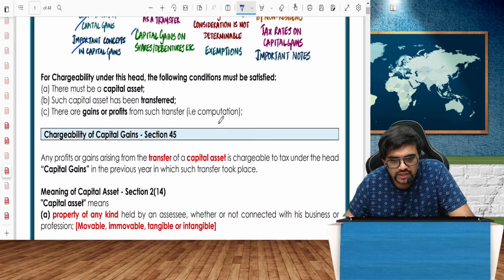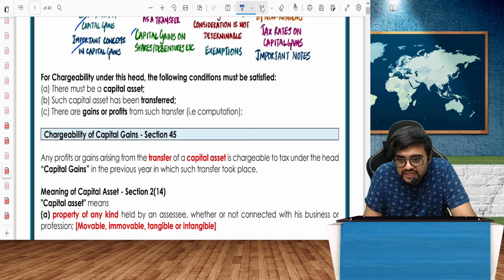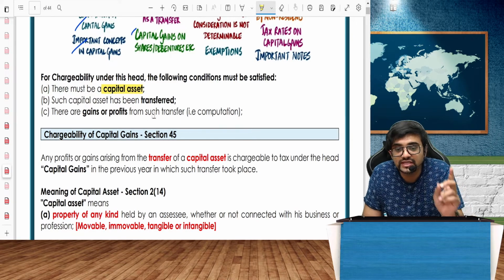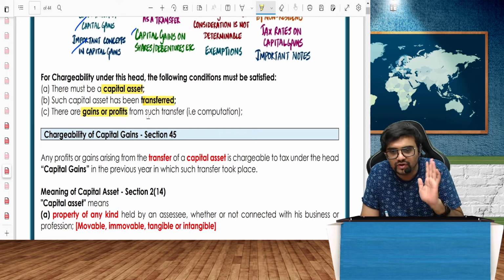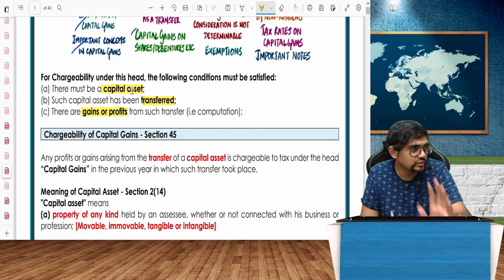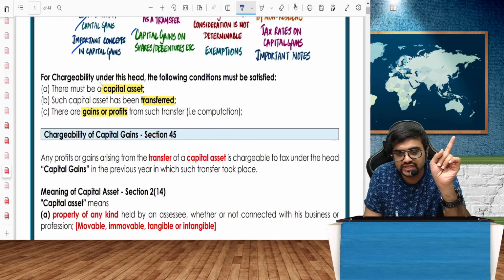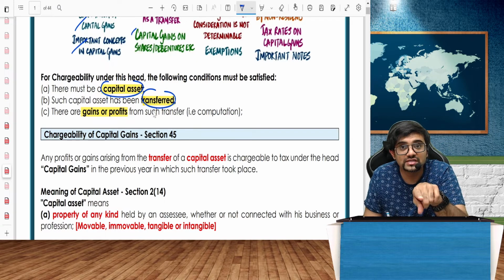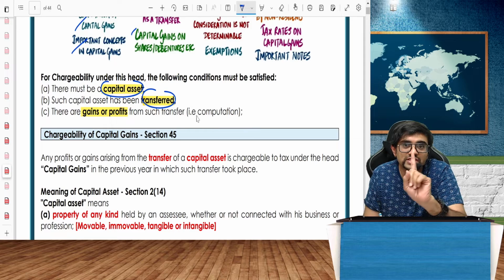For chargeability under capital gains, we have three things, my dear friends. One, there must be a capital asset. Second, there must be a transfer. Third, there must be gain or profit. Only then capital gain will come, and gain will include negative also, that is loss. In the exam, always see whether it's a capital asset and whether it is a transfer. Transfer means transfer of ownership, not just possession. Capital asset, we need to see what it means.